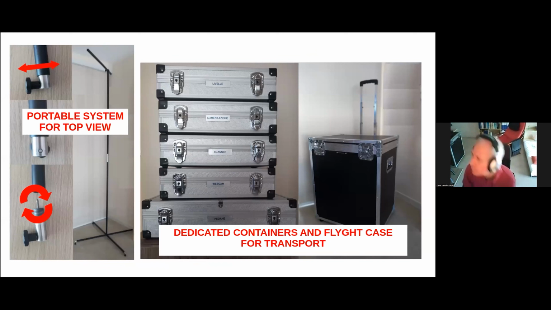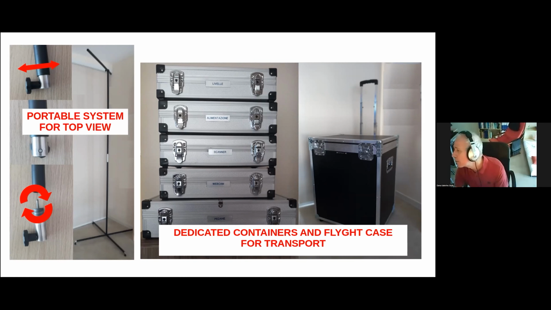Another characteristic of our system is that it is portable. Similar to the one you have seen before, here are the other cases that contain the parts of the system: the laser levels, the webcams, accessories, and so on. All of these can be placed in the flight case you can see on the right of the figure, which is especially designed like a trolley to be handled easily.